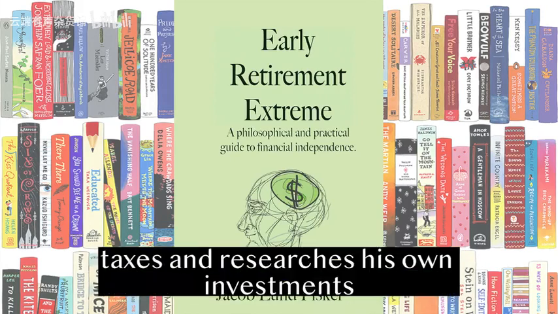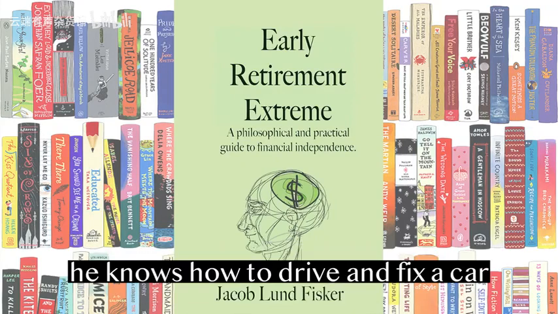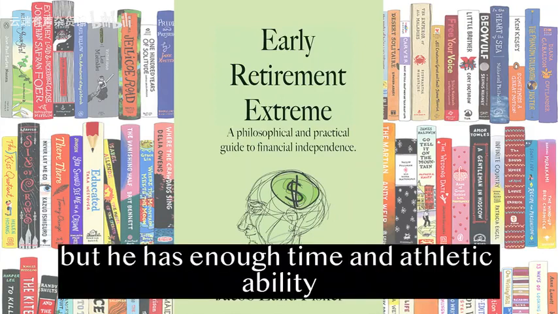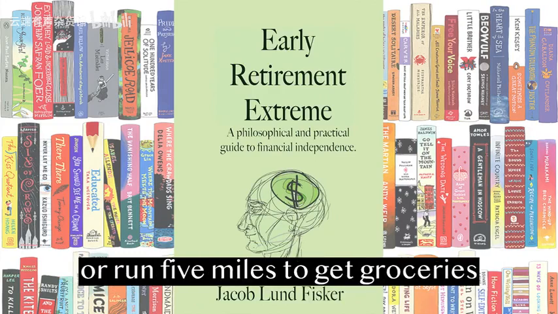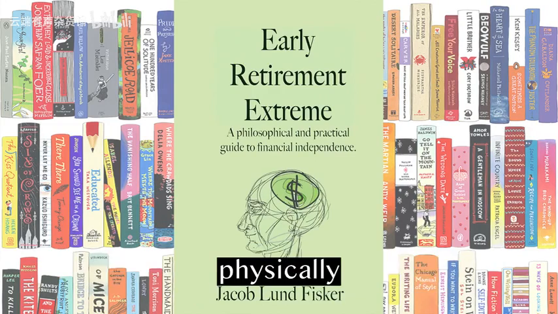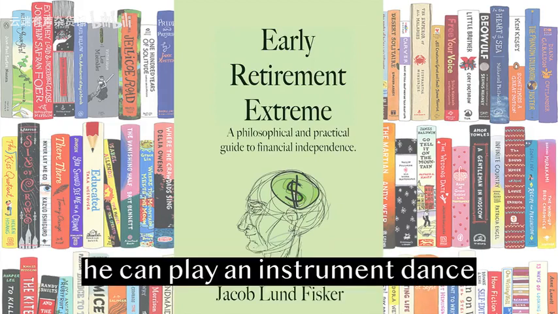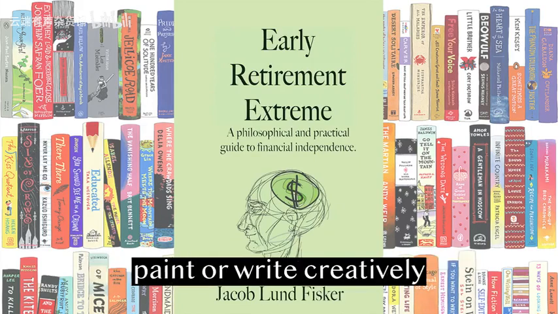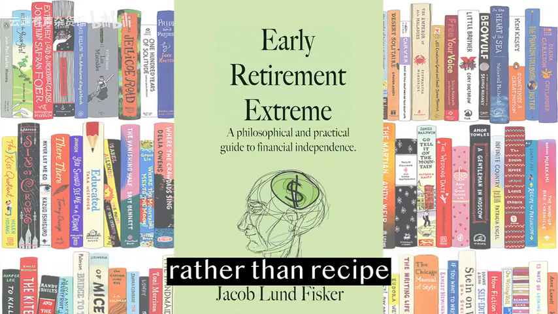He does his own taxes and researches his own investments. He can fix a computer or a broken appliance. He knows how to drive and fix a car, but he has enough time and athletic ability to ride his bicycle 20 miles instead, or run 5 miles to get groceries. Physically, he keeps up with people decades younger than himself. He can play an instrument, dance, paint, or write creatively. He can create interesting meals from scratch rather than from a recipe.